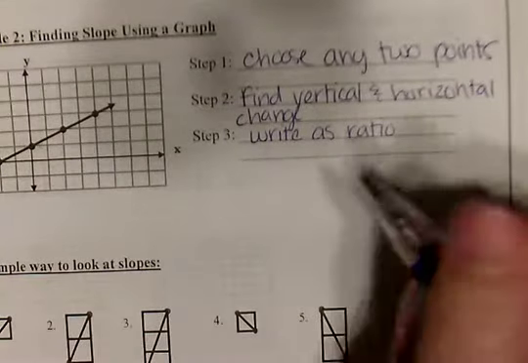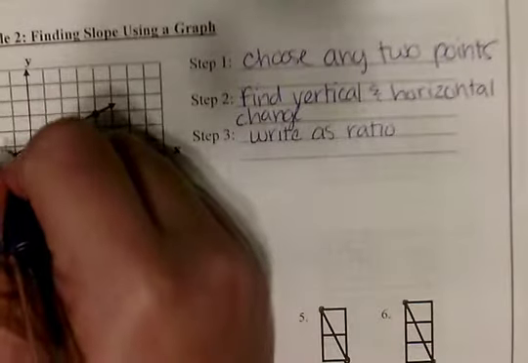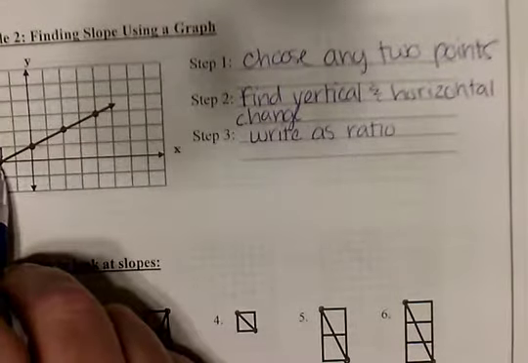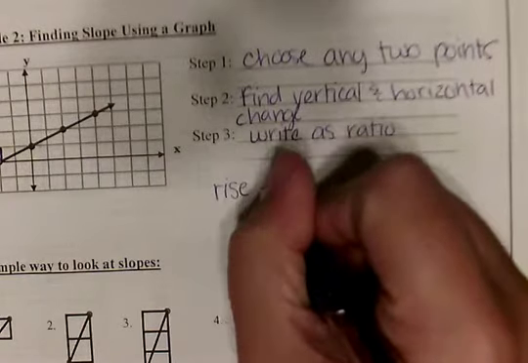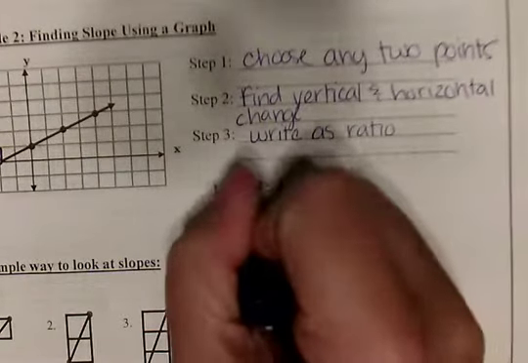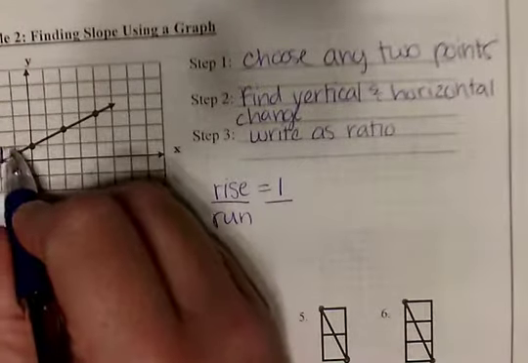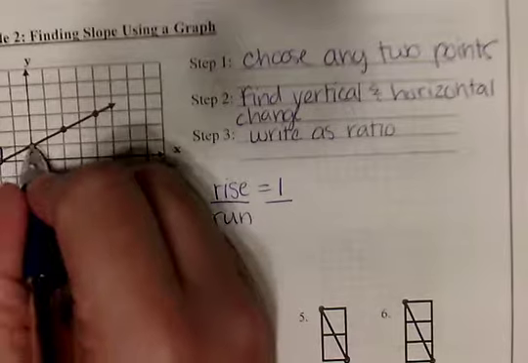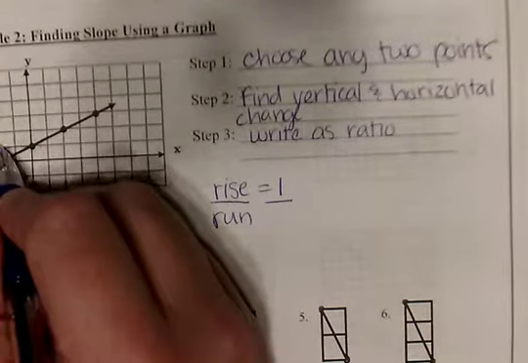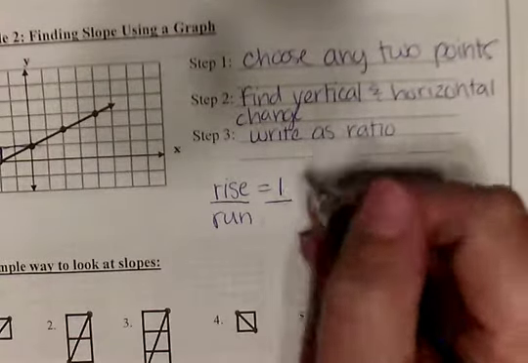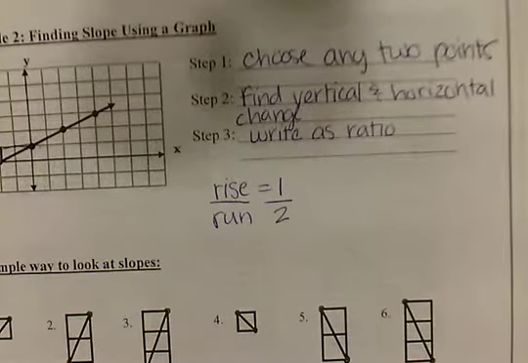So I find my vertical change, which is also known as my rise. Notice to get from this point to this point, I only had to rise up by 1. So my rise was 1 over my run, which was over 2. So to get from this point to this point, I had to go up 1 over 2. So the rise was 1 and the run was 2.